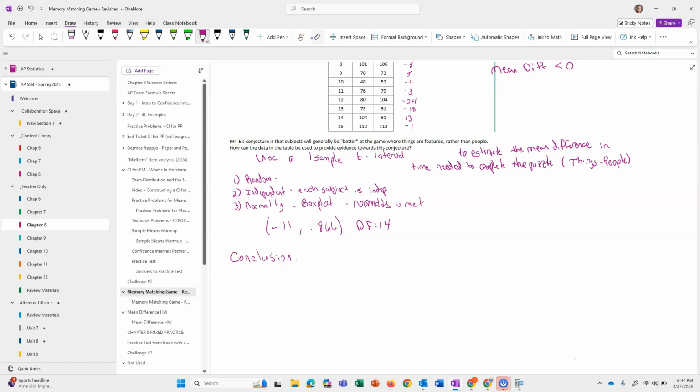My conjecture is that subjects will generally be better, and actually my conjecture might be wrong, because it is plausible that 0 is a solution, because 0 is in the interval. And if 0 is the true difference, then that would mean that there is no difference. So my conjecture is incorrect. There is no clear evidence to conclude that subjects are generally better at this game where things are featured rather than people, because 0 is a plausible value.